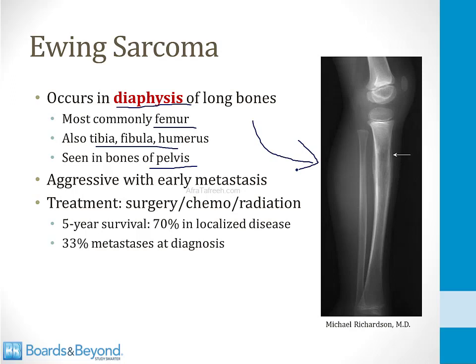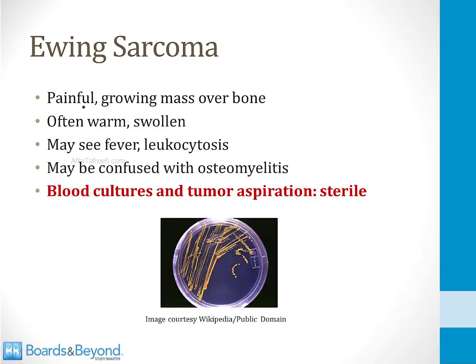These tumors are aggressive with early metastases, and they are treated with a combination of surgery, chemo, and radiation. The 5-year survival is 70% if the tumor is identified when it's localized to the bone. If it has metastasized, the 5-year survival is only 33%. Ewing sarcoma can present as a painful growing mass over a bone. The mass is often warm and swollen.